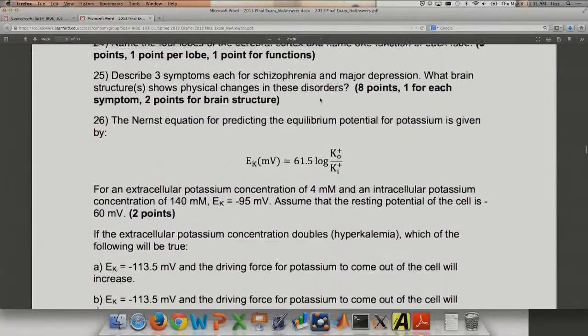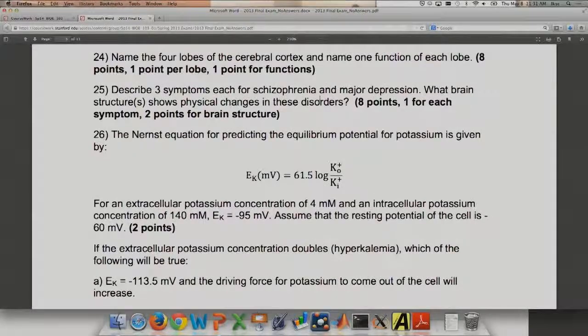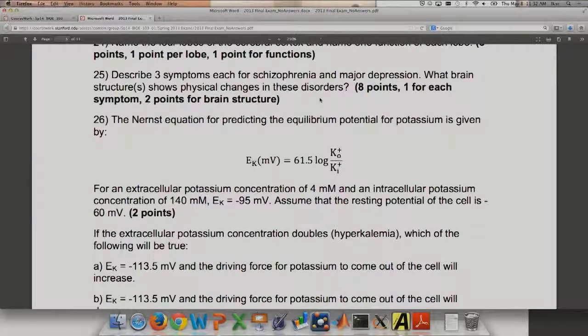Describe 3 symptoms each for schizophrenia and major depression, and what brain structures show physical changes in these disorders? The brain structure question is a little bit tricky and hard, it's kind of a dig-through-the-slides type of thing, but at least the clinical symptoms we covered in detail. So does anyone want to describe what a schizophrenic patient looks like?